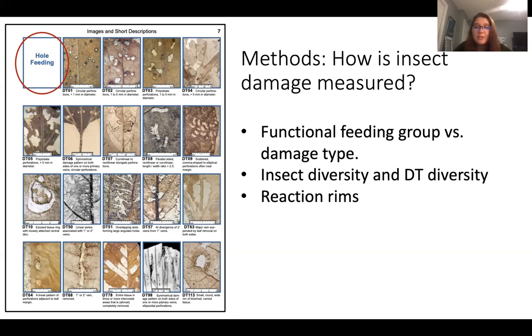Lastly, insect damage is distinct compared to a tear or a hole in a leaf not produced by an insect because of the reaction rim, which is a thickened leaf material preserved on modern and fossil leaves. Without the reaction rim, we cannot confidently assign it as insect herbivory. An example of a reaction rim is up here in the left-hand corner, as I am showing.